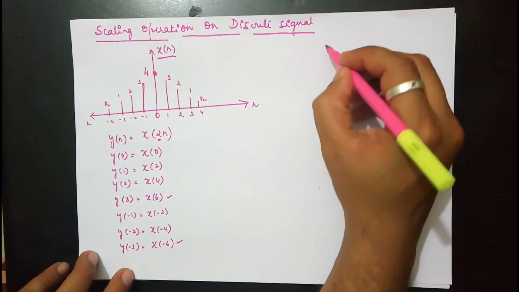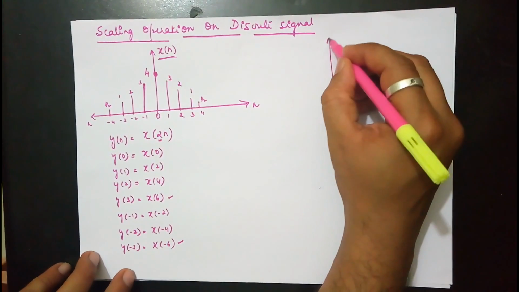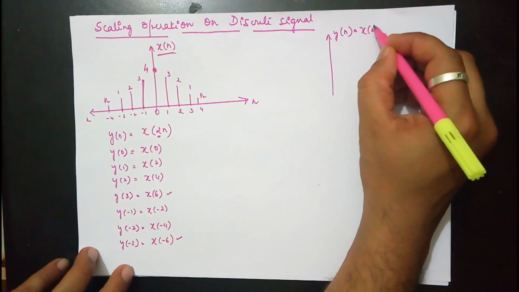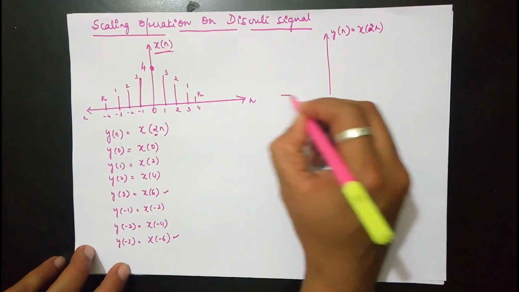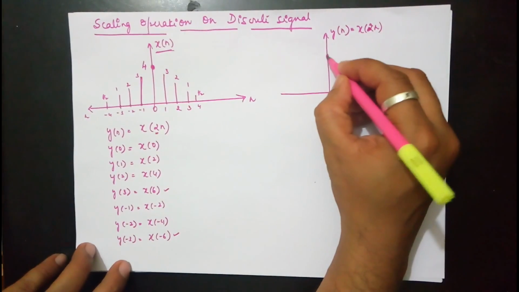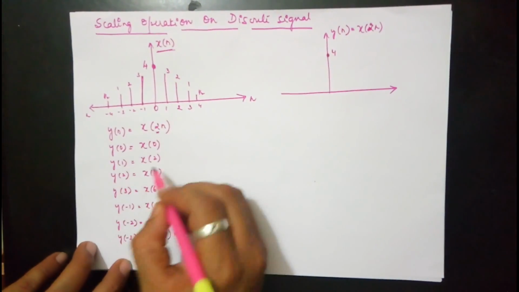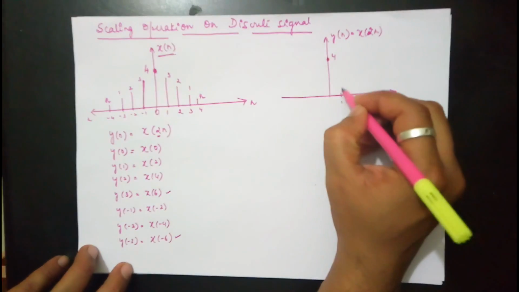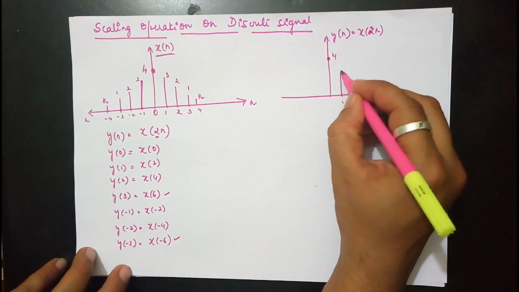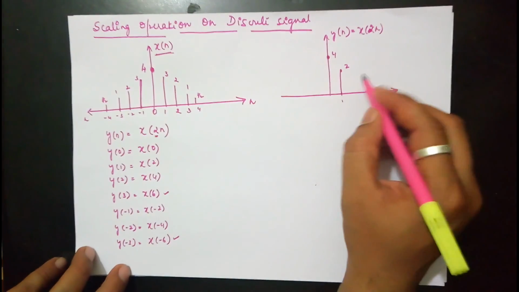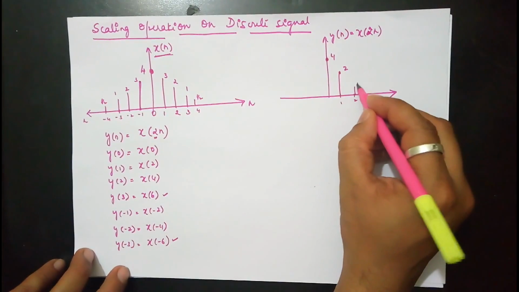So my resulting sample, that is y of n, that is x of 2n, will be: y of 0 is x of 0, so I will be getting 4 here. y of 1 is x of 2. What is at x of 2? It is 2. So at 1 I will be getting 2. At 2 I will be getting whatever is there at 4, so at 2 I will be getting amplitude of half.